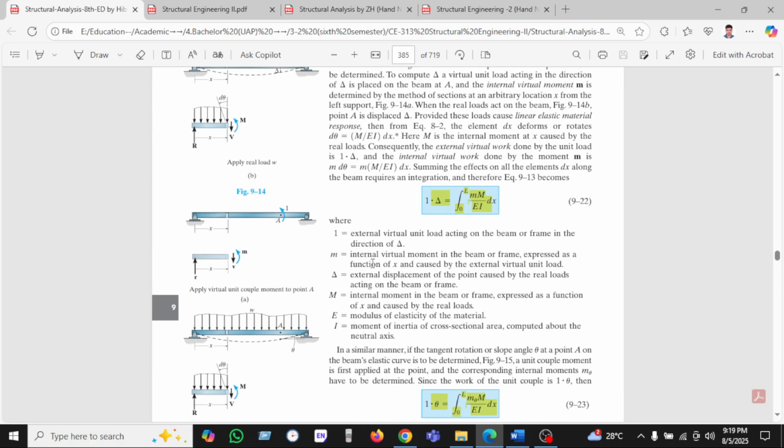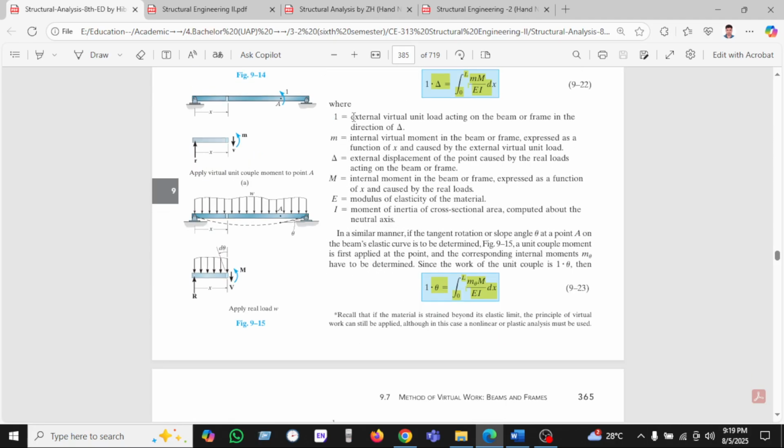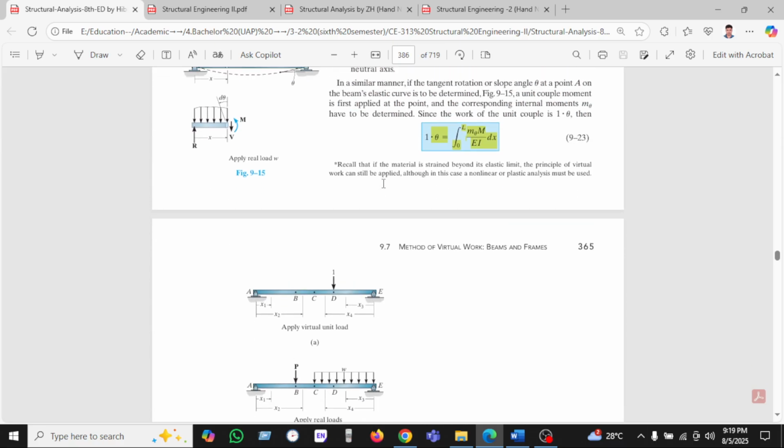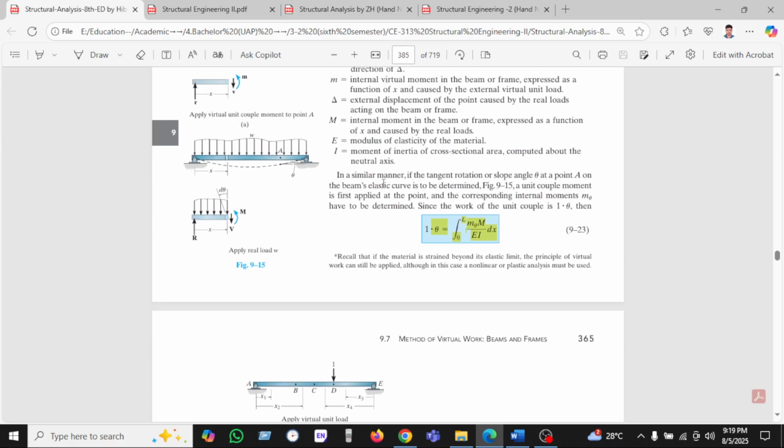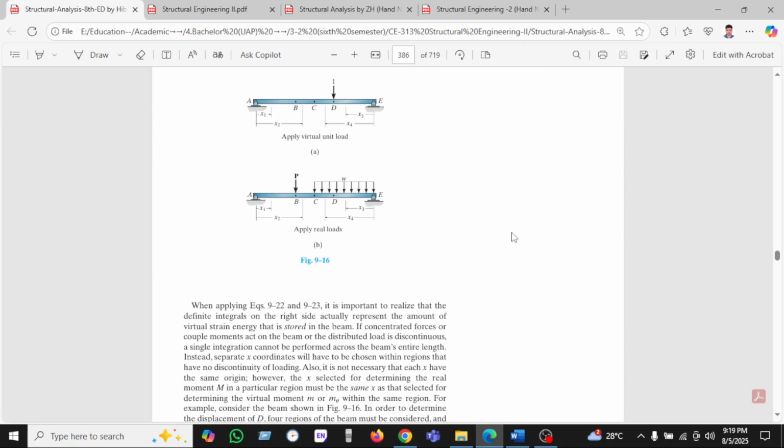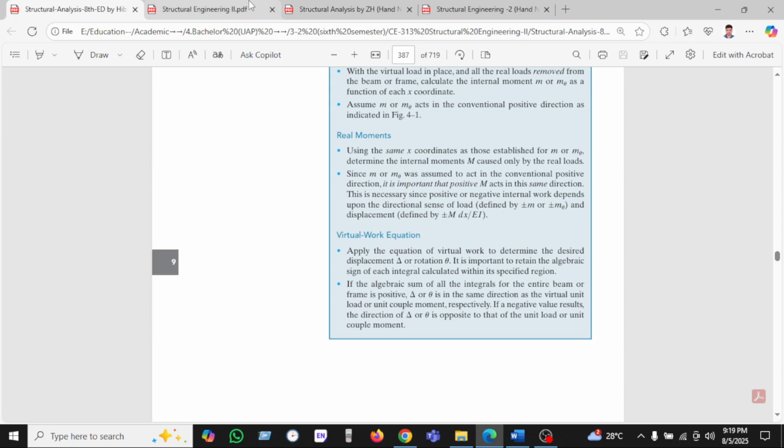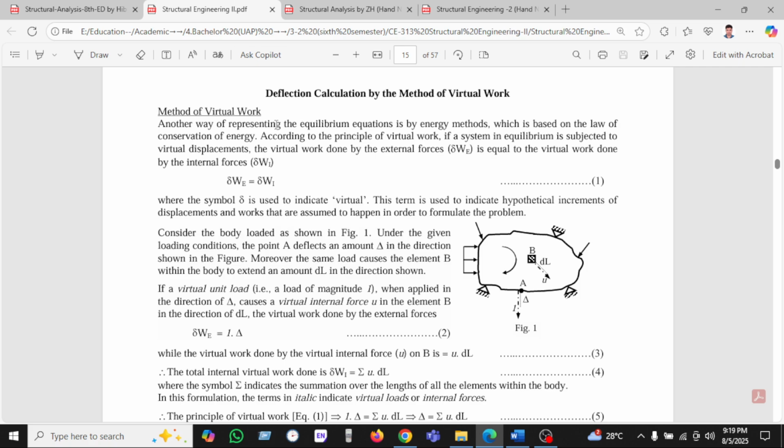Here the notation is given, so you have to write it here or keep it in mind. In the same way you can calculate the rotation. The formula is given here. Now we will focus on deflection calculation by the force method, by the method of virtual work.